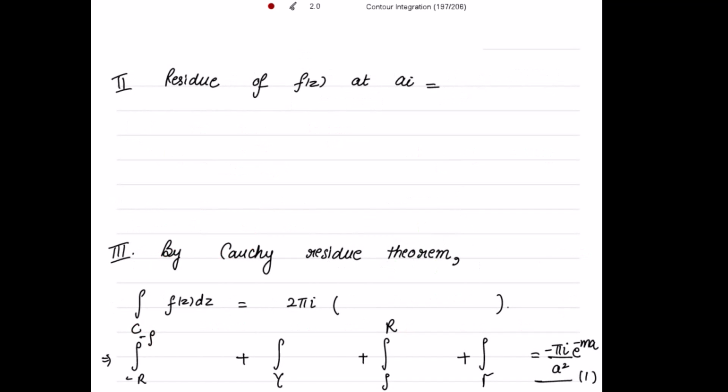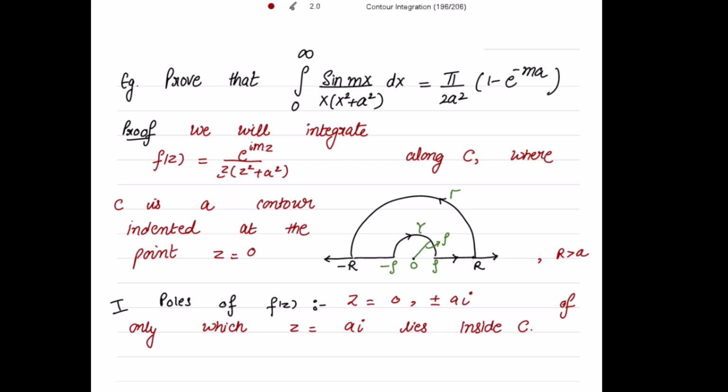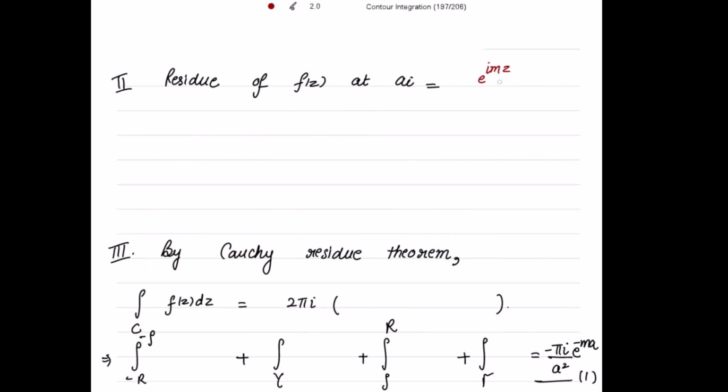So the residue of f(z) at a iota is equal to e the power iota mz. I'm taking this 1 by z with the numerator so that the differentiation of the denominator becomes easier. And I have to take d by dz of z square plus a square. This is the formula for calculating the residue at z equal to a iota. So this is equal to e the power iota mz over z times the differentiation, which will be 2z, at z equal to a iota. Now put this point z equal to a iota here.